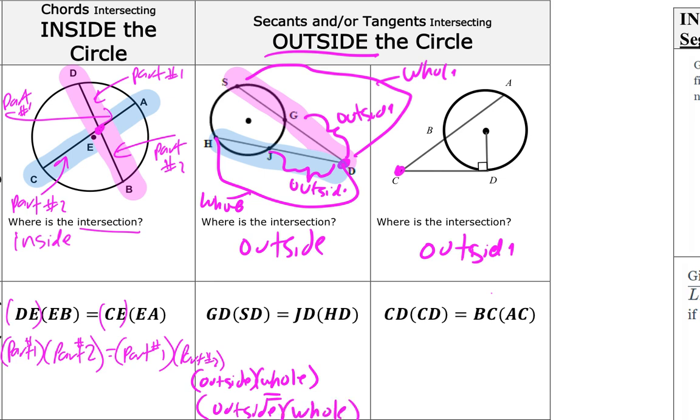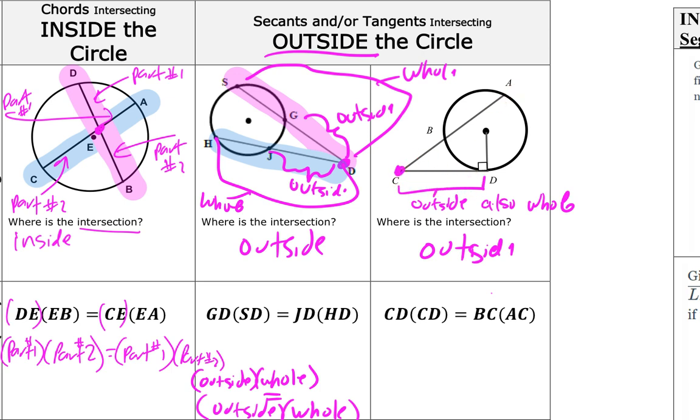Okay, outside times whole equals outside times whole when it's on the outside. Okay, same thing on this one. Let's look at this. This one says CD times CD. Well, if we think about it, this part right here is the outside, but it's also the whole, right? It's also the whole thing on this because it's only one part, right?